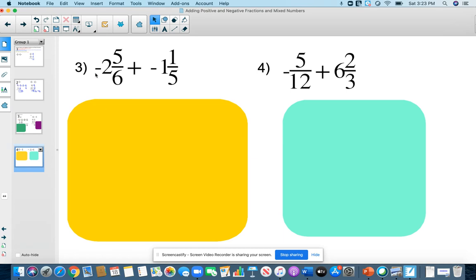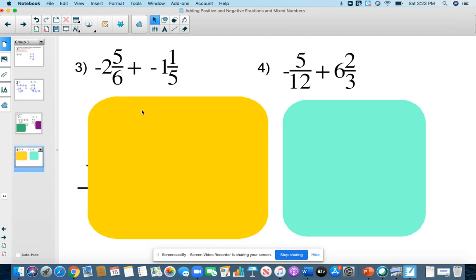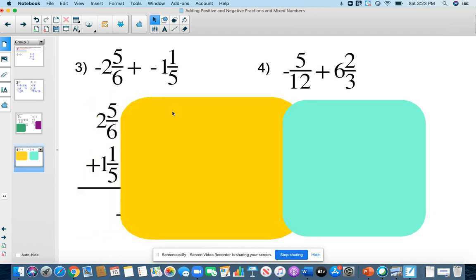So we're going to go ahead and do the first one. Number 3, you're going to take negative 2 and 5/6 plus a negative 1 and 1/5. They are both negative, so you're going to add those two mixed numbers. So we're going to go ahead and add them.